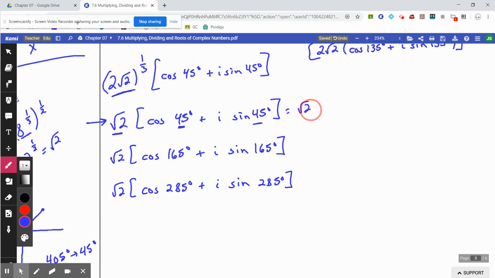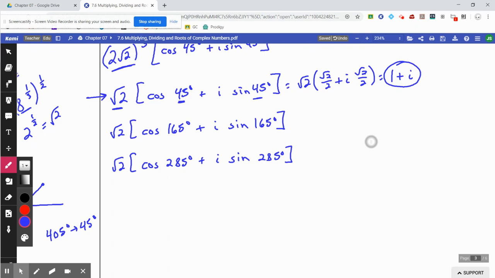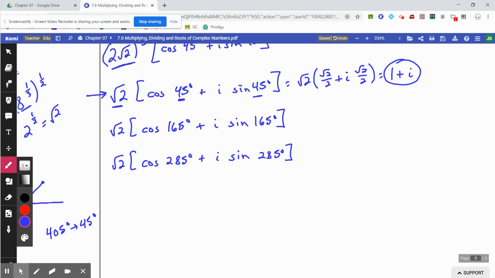That's going to be the square root of 2 times cosine of 45, which is root 2 over 2, plus i times root 2 over 2. When you multiply those out, root 2 over 2 times root 2 will give you 1 plus 1i. There's your first root. Do the same thing here, and you're going to get very similar answers.